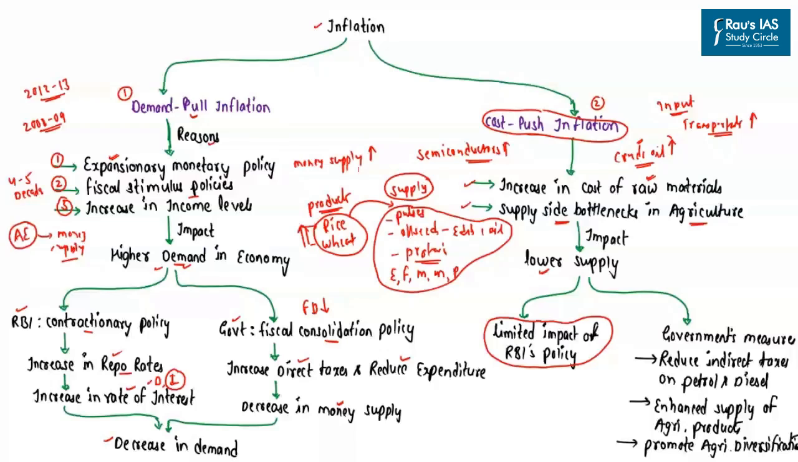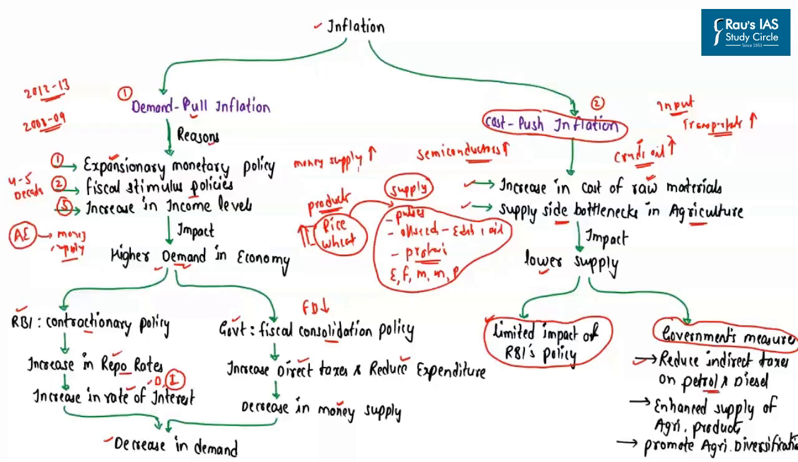So on account of RBI having a limited impact as far as controlling the cost push inflation is concerned, it is the government of India which should try to reduce the cost push inflation. The question is, how can the government reduce the cost push inflation, particularly when it is taking place on account of crude oil prices or on account of agricultural commodities? First and foremost, the government should reduce the indirect taxes that we pay on petrol and diesel.